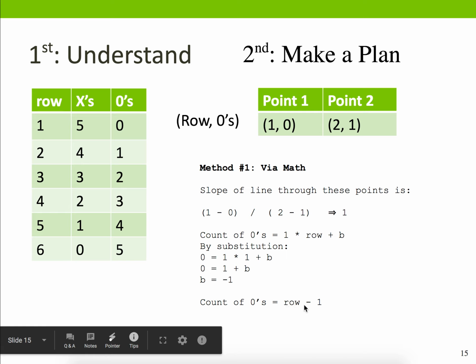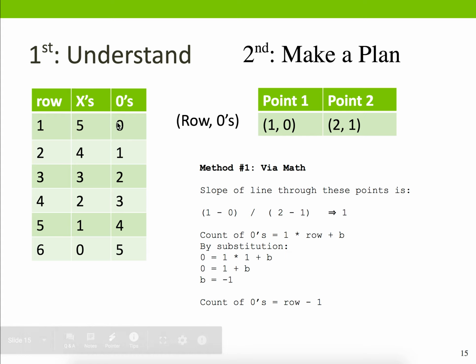Let me reflect to make sure that's correct. Rho is 1. If I subtract 1, I get 0. Well, that looks right. So let me look at this. Rho is 4. If I subtract 1, I get 3. Oh yeah, that worked. My rho is 6. If I subtract 1, I get 5. Oh, okay, so this equation appears to work.